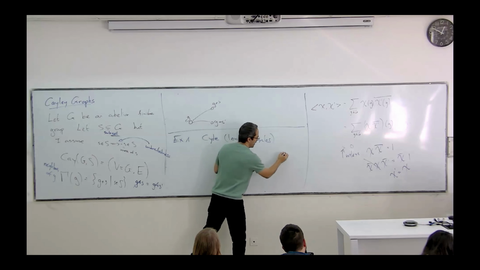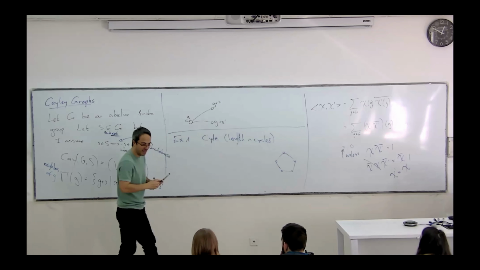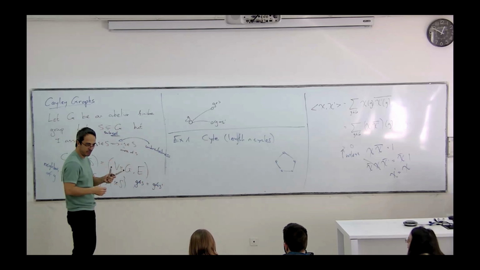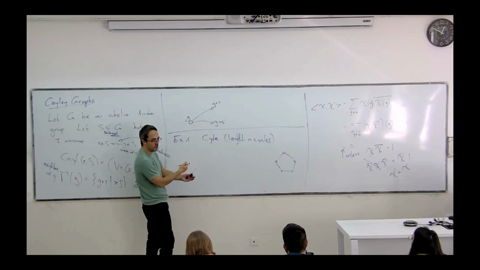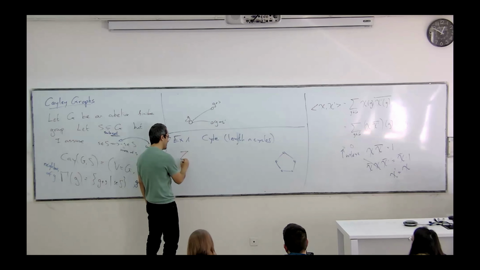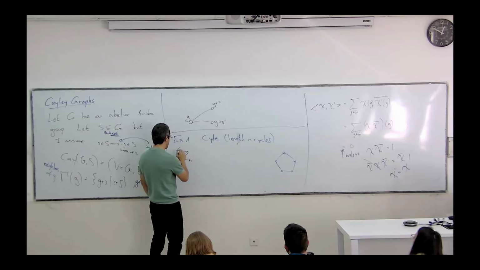So you know this graph, right? You see it sometimes. But they claim it's a Cayley graph. So what do you think? What should the group be? Z5, exactly. Or like Zn, and what's the set of generators?